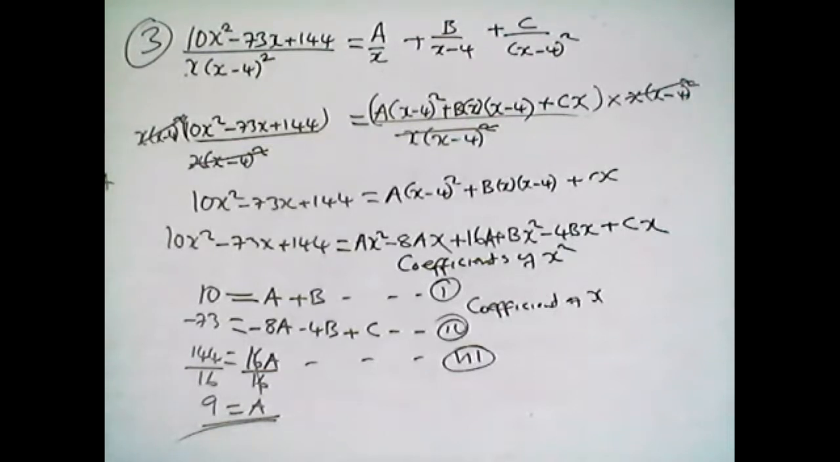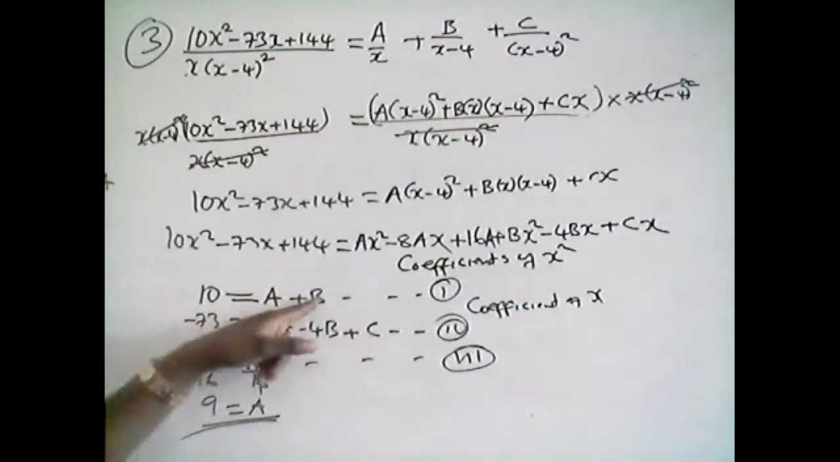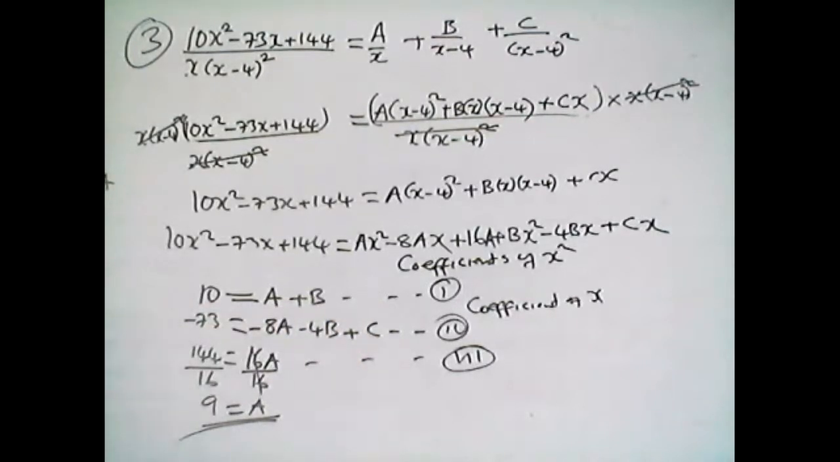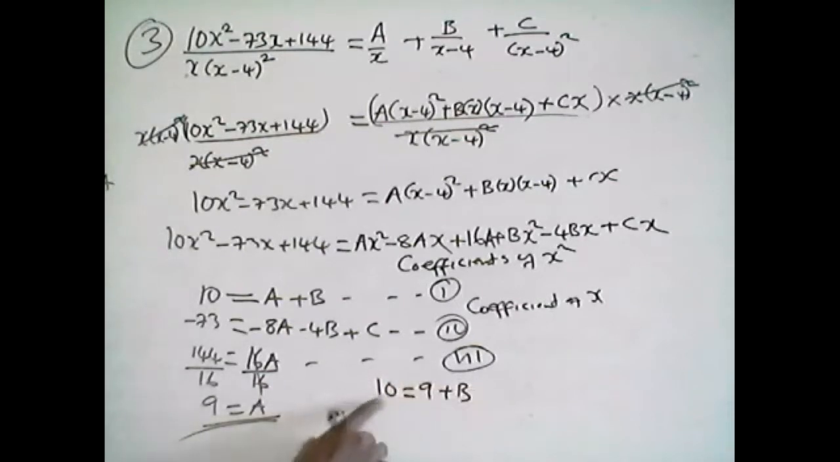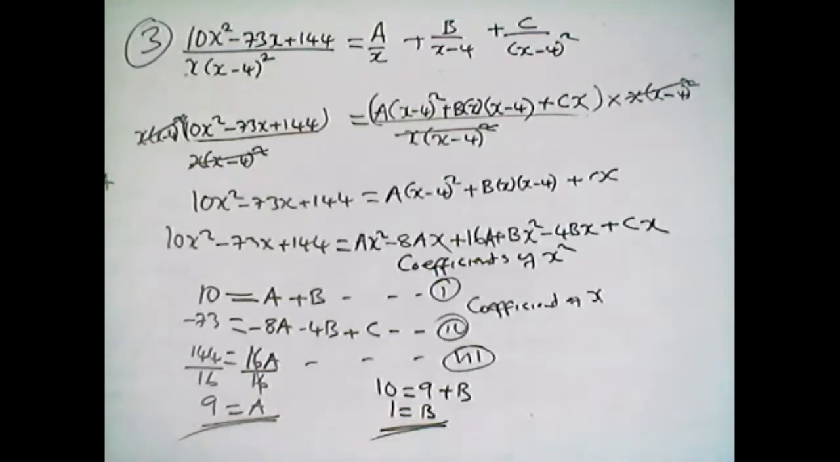Now we move to b. So we're going to use the first equation to find the value of b. So from equation 1, our a is 9 plus b. So when we take this to the other side, it will be 10 minus 9, which is 1. So 1 is equal to b. So we found the value of b.